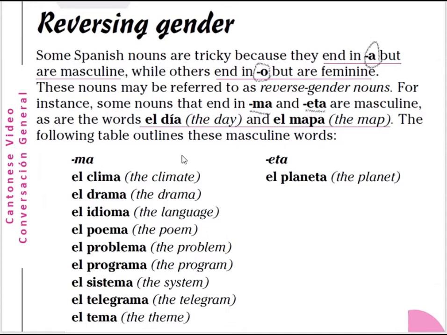And the following table outlines these masculine words for you to reference. For example, ending in MA: el clima, the climate, el drama, the drama, el idioma, the language, el poema, the poem, el problema, the problem, el programa, the program, el sistema, the system, el telegrama, the telegram, el filme, the film, and ending in ETA, el planeta, the planet.